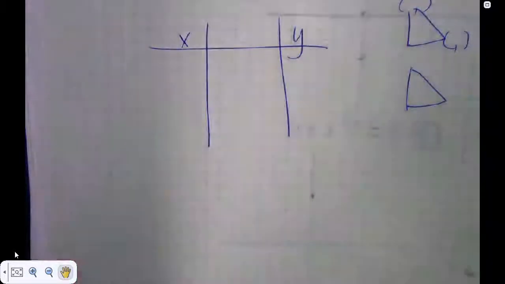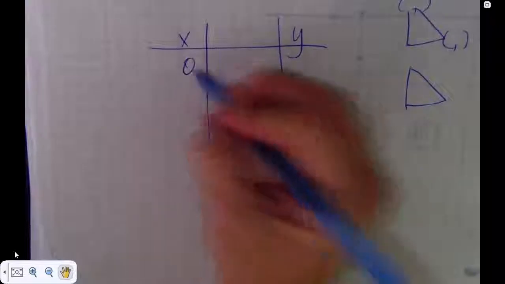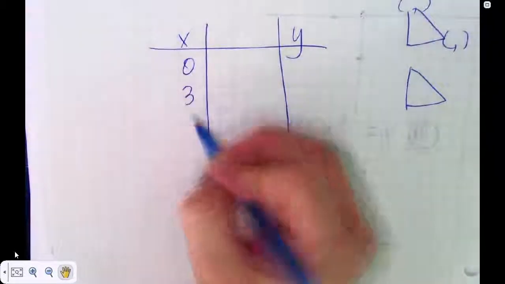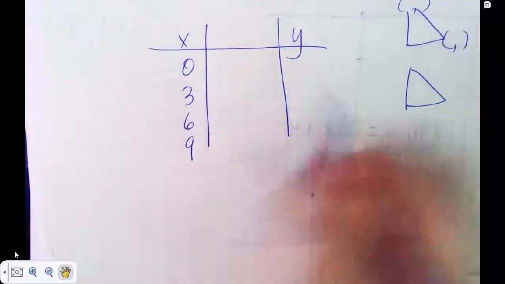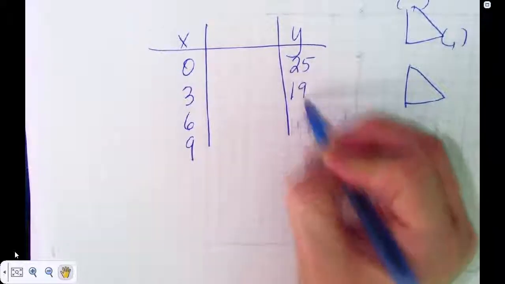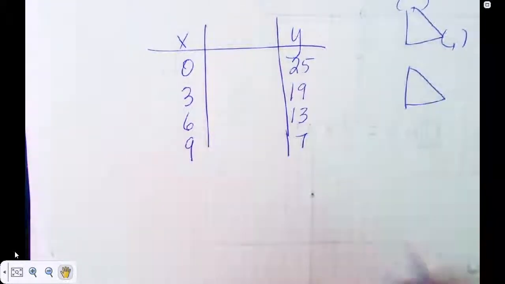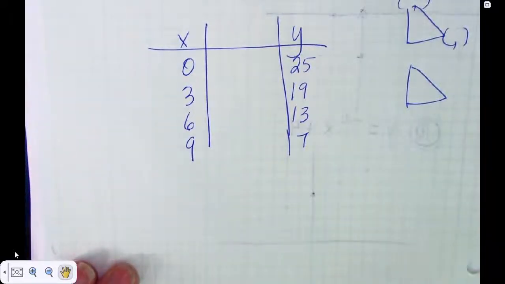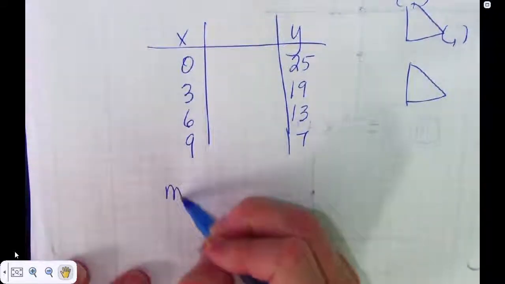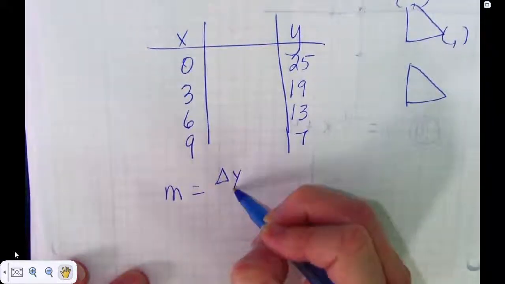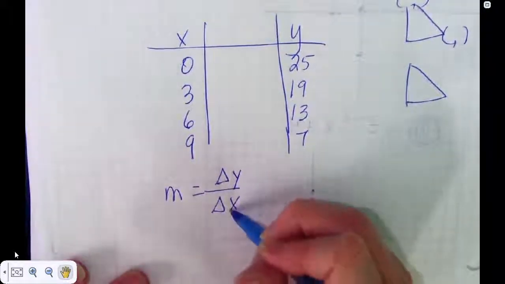Okay. Let's write 0, 3, 6, 9, and 25, 19, 13, 7. Okay, I want the slope. So I'm going to put M equals changing Y over changing X.